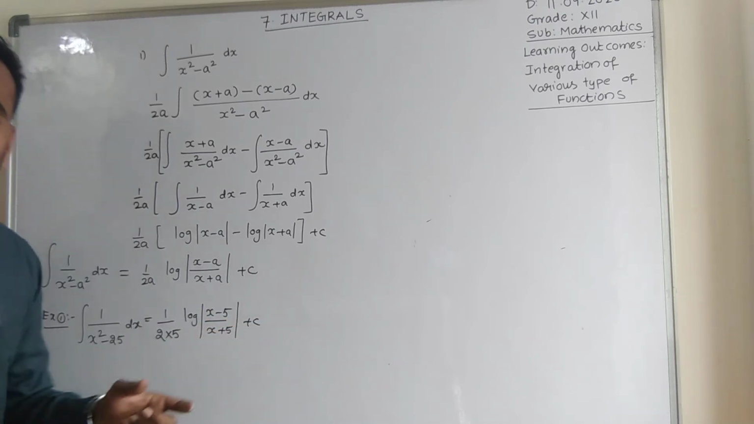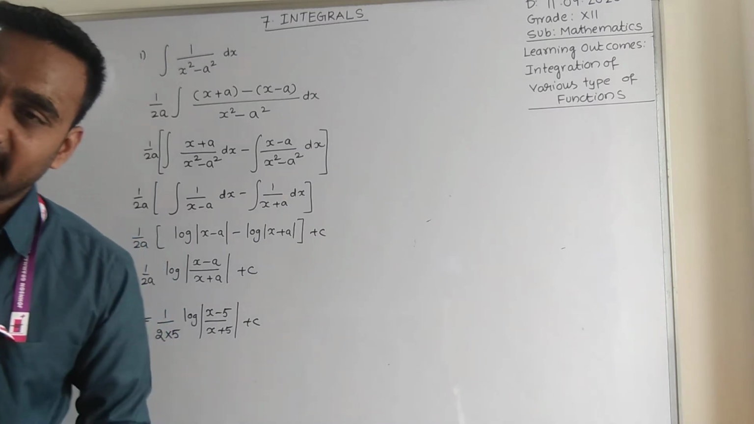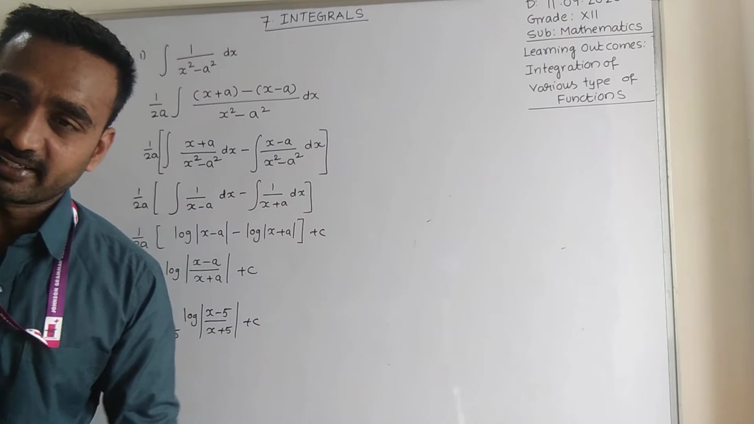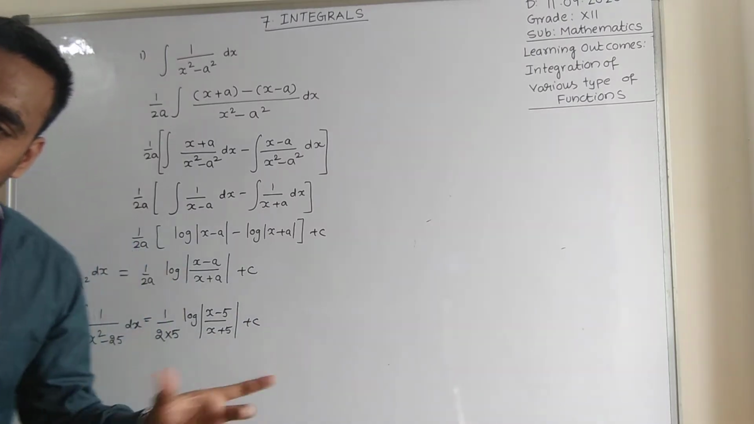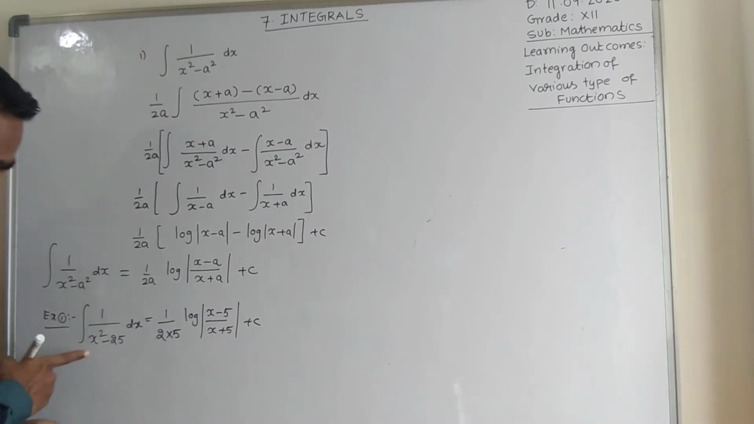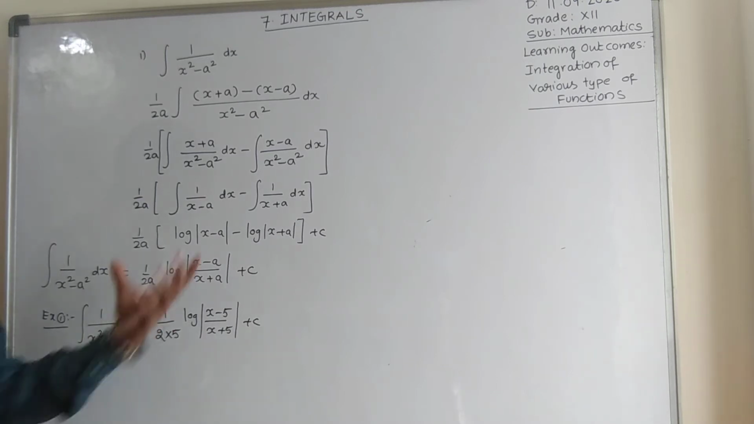So students, this is one of the functions, and how to find its integration with the help of making the numerator into two different factors with the help of factorization. Here I found the integral of 1 upon x square minus a square. Okay, here I did one example where a is equal to 5, and this is the solution for the question.